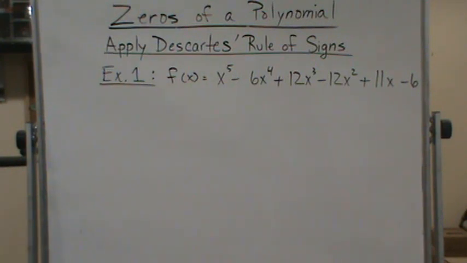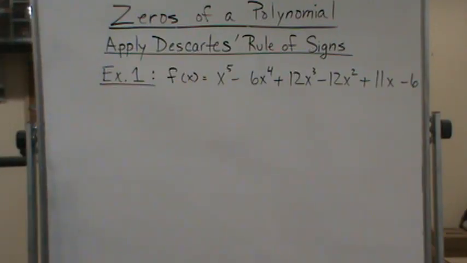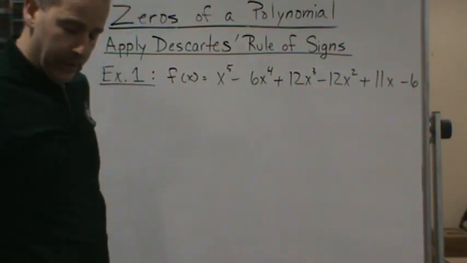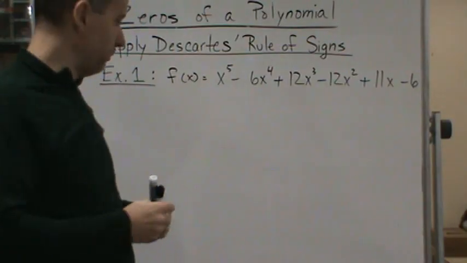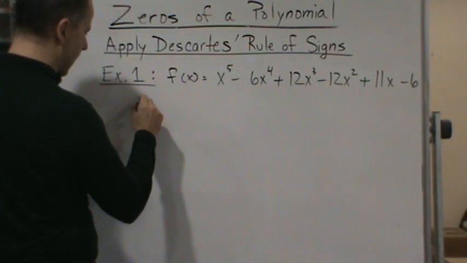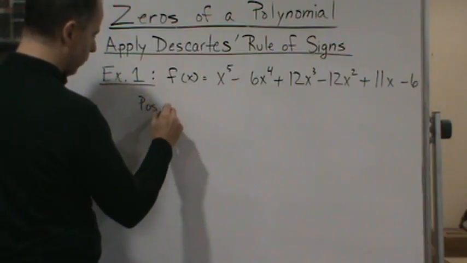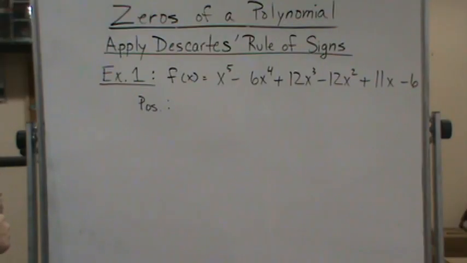All right, welcome back, and now we're going to do an example where we're going to use Descartes' rule of signs. Okay, so now what they want us to do is find all the possible real roots, negative and positive. So the first thing I'm going to do is the positive real roots. What are the possible positive real roots?